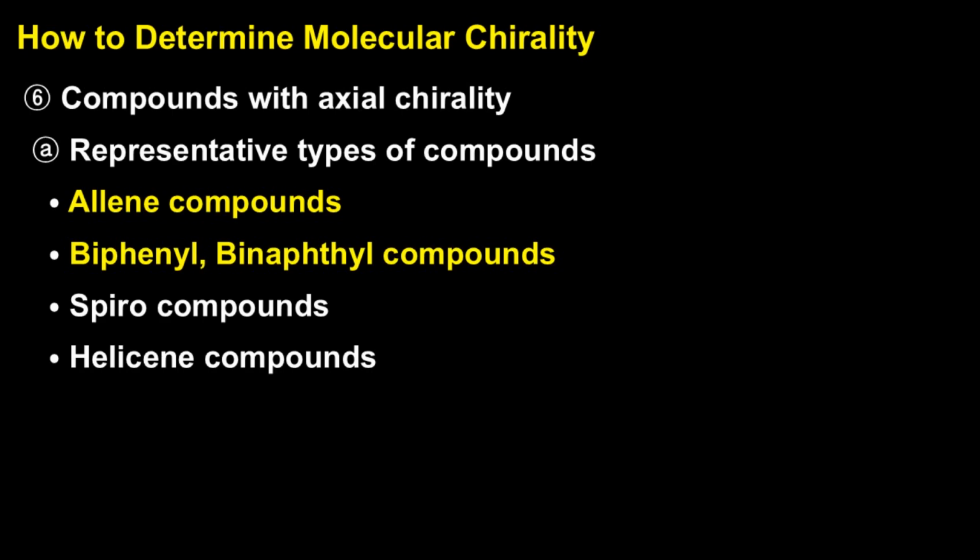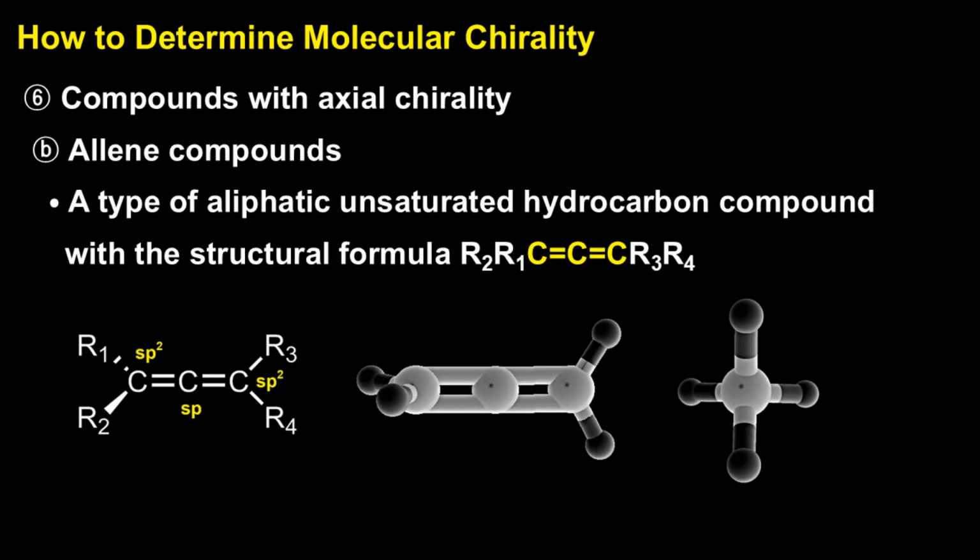Some of the most important examples are allene compounds, along with biphenyl and binaphthyl compounds. These are the most common cases, and getting familiar with them really helps build a solid understanding of axial chirality. Other structures, like spiro compounds and helicenes, can also show axial chirality, but if you're just starting out, allenes and biphenyl systems are the best places to focus.